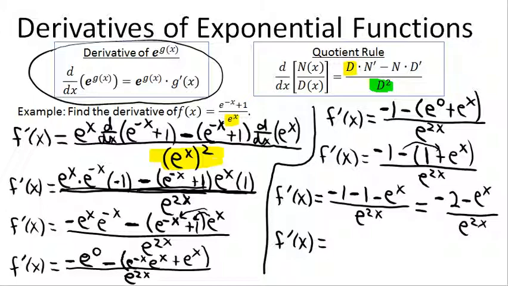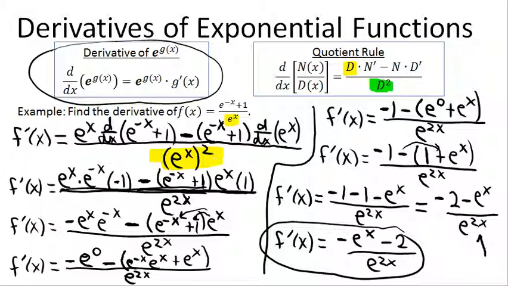And that's fine if you leave the answer like that. The only other thing you might do is write the exponential first, so you could also write it minus e to the x minus 2 all over e to the 2x. If you write it like that, that's fine. If you left it in that form, that would also be fine. So now we've worked a problem with a product rule and a quotient rule where one of the factors or one part of the quotient had an exponential in it.